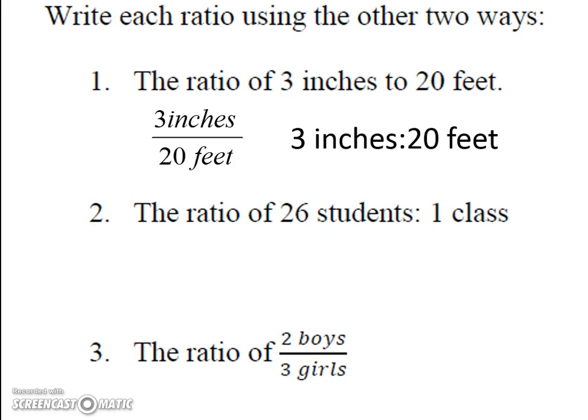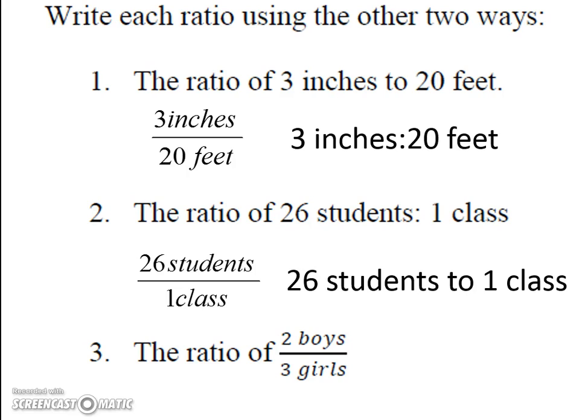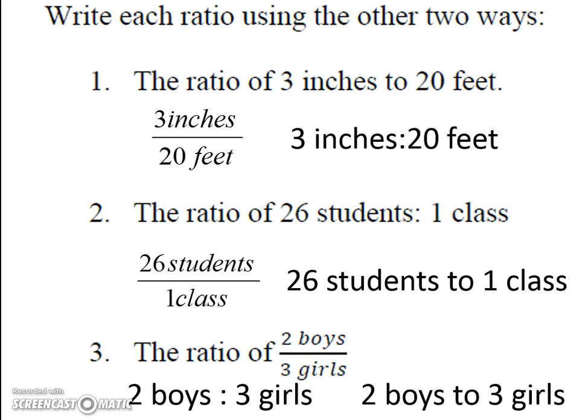Okay, let's check your work. For number 2, the ratio of 26 students to one class is written with a colon. So you need to rewrite it with a fraction bar and with the word "to." And here's how your answer should look. For number 3, it's been written in the form of a fraction, 2 boys over 2 girls. So you need to rewrite it with a colon and with the word "to."